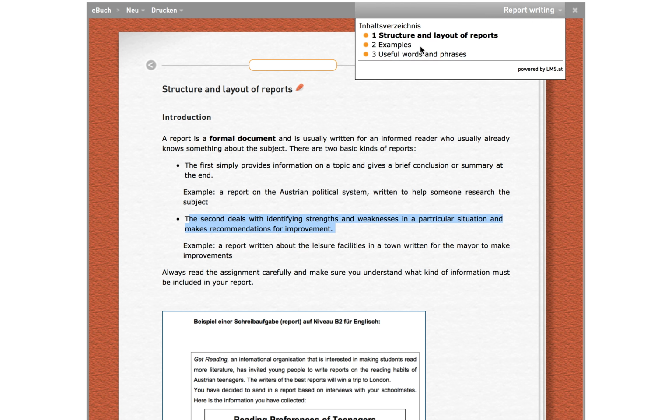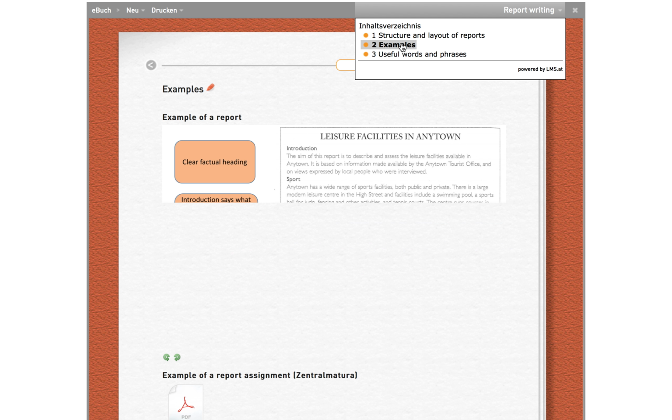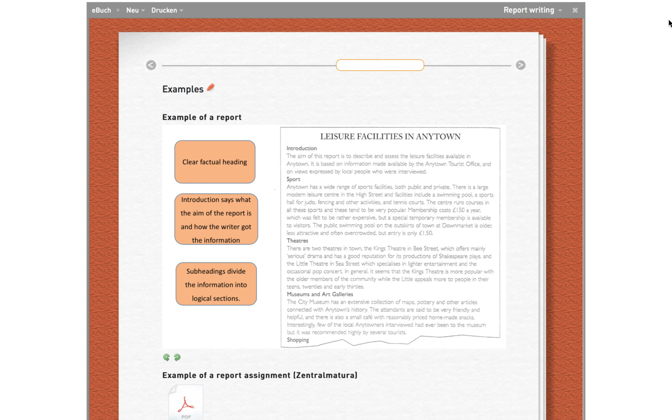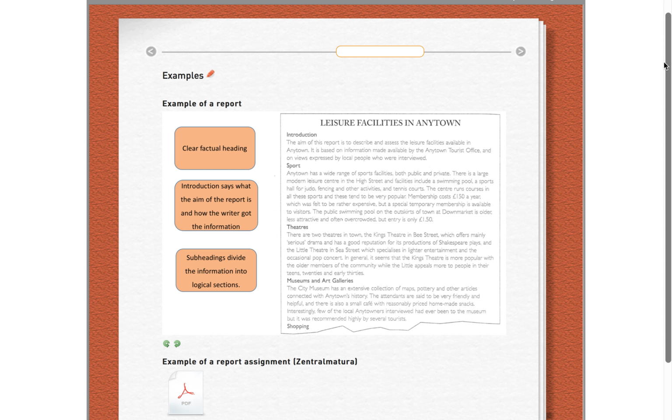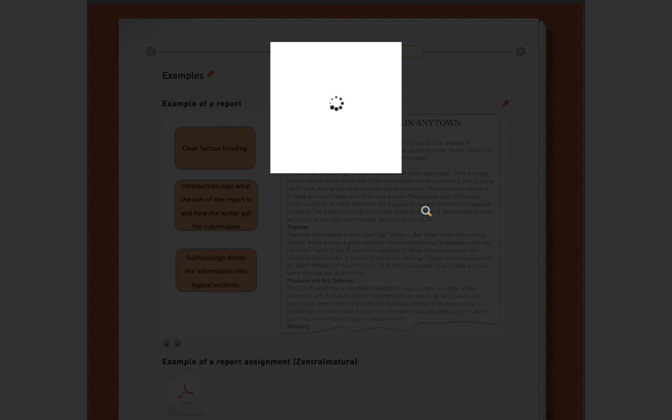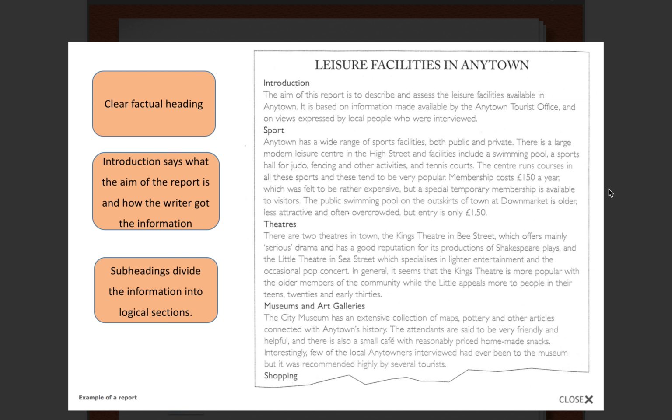Okay, let's have a look at an example because that's usually best. Here, and I'll just make this a bit bigger for you. Here you can find part of a report about leisure facilities in any town, it could be any town. And as you can see quite clearly, the report has a clear factual heading which tells us exactly what this will be about, namely leisure facilities.